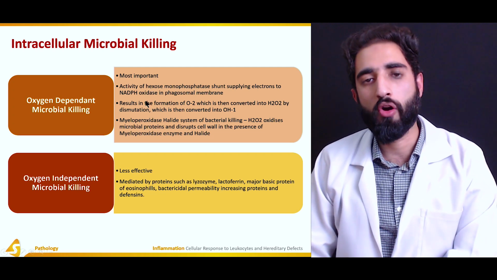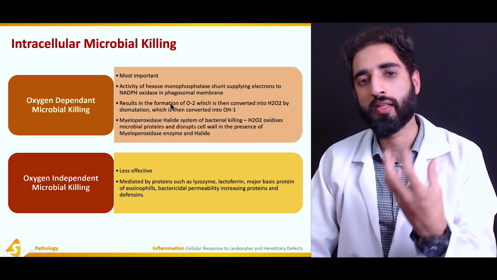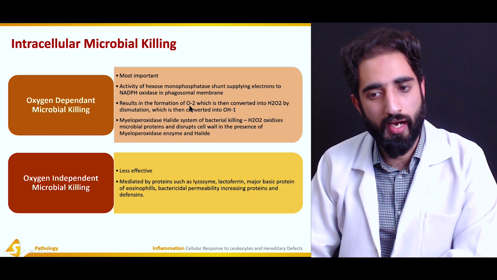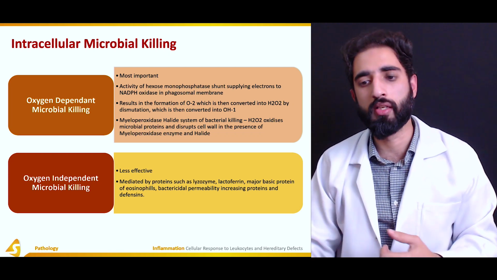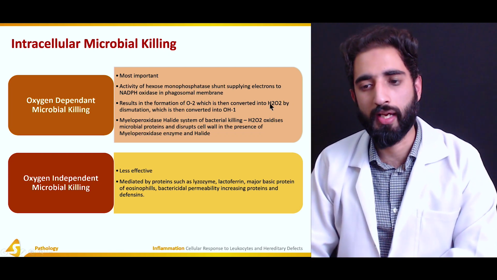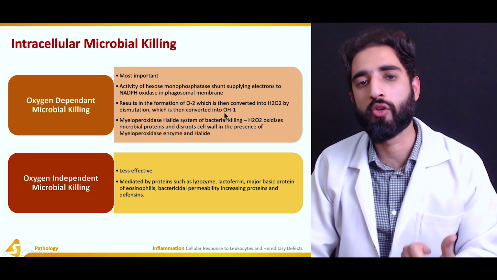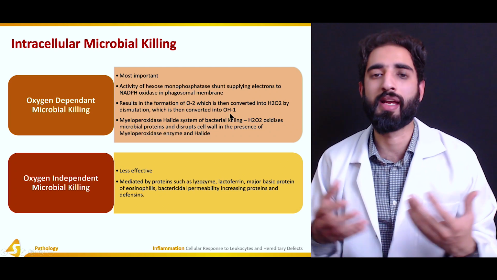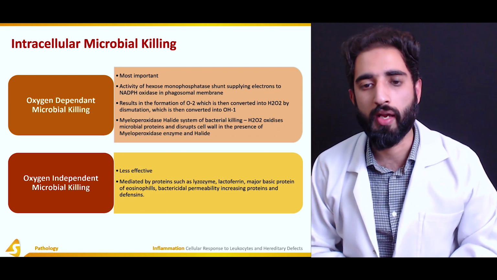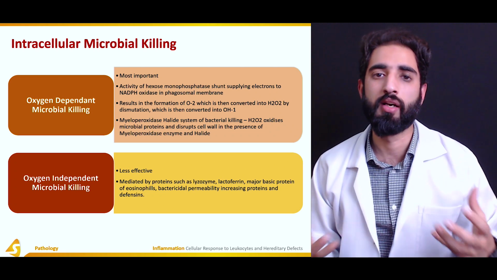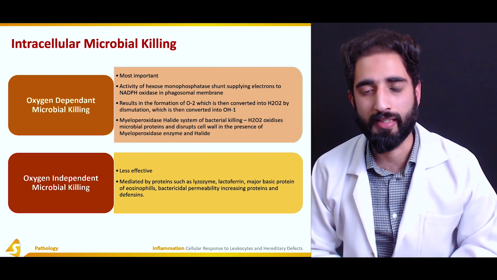This results in the formation of different reactive entities such as superoxide ion, which is then converted into hydrogen peroxide by dismutation, which is then converted into hydroxyl ion. These hydroxyl ions can ionize different microbes or different proteins and render them inactive or kill them.